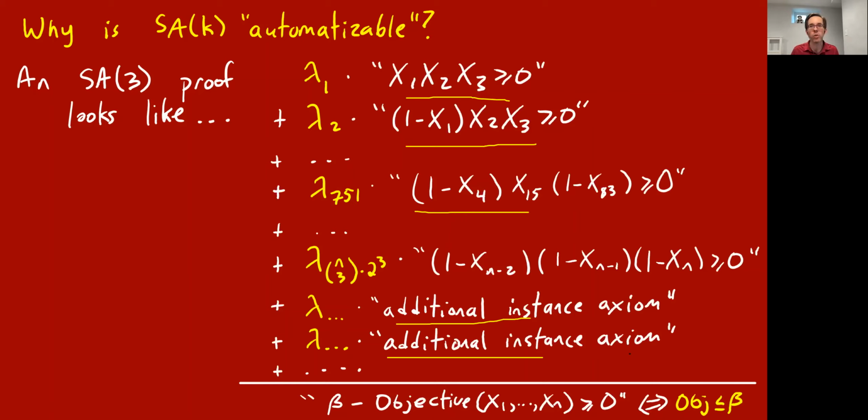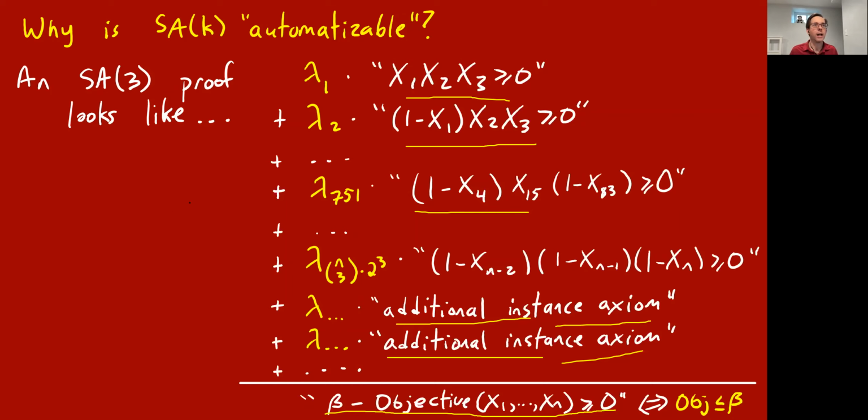Anyway, a proof will look like a non-negative linear combination of all these things that adds up to an inequality that looks like beta minus the objective polynomial is at least 0, aka the objective polynomial is at most beta. And so now if you imagine searching for a good proof that looks like this, it amounts to searching for these lambdas in such a way that when you add up, you get beta, which is as small as possible.